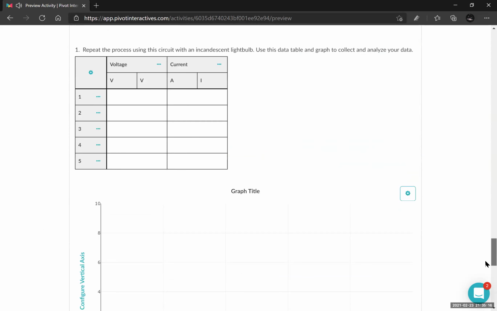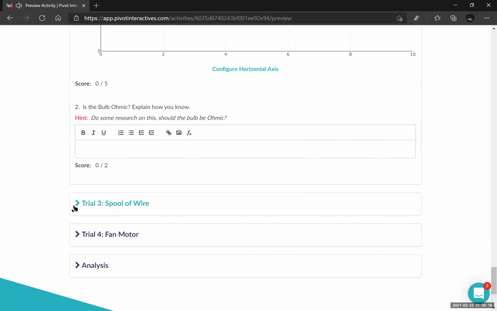So you can see there's trial 3, trial 4, and then here analysis, where you summarize your experiment or experiments and talk about your result.